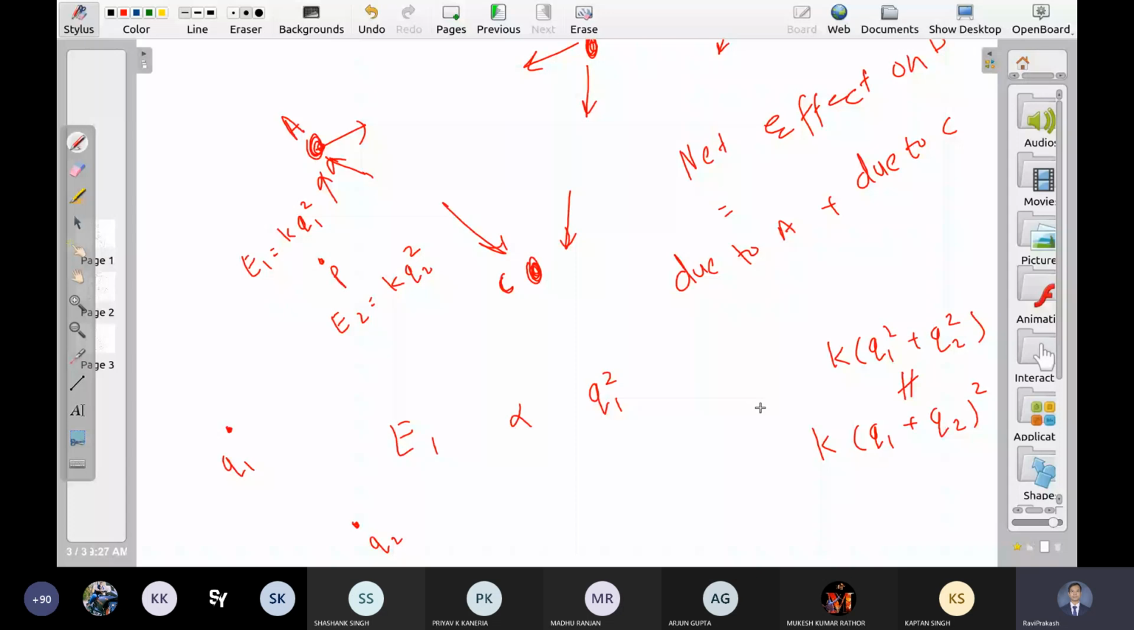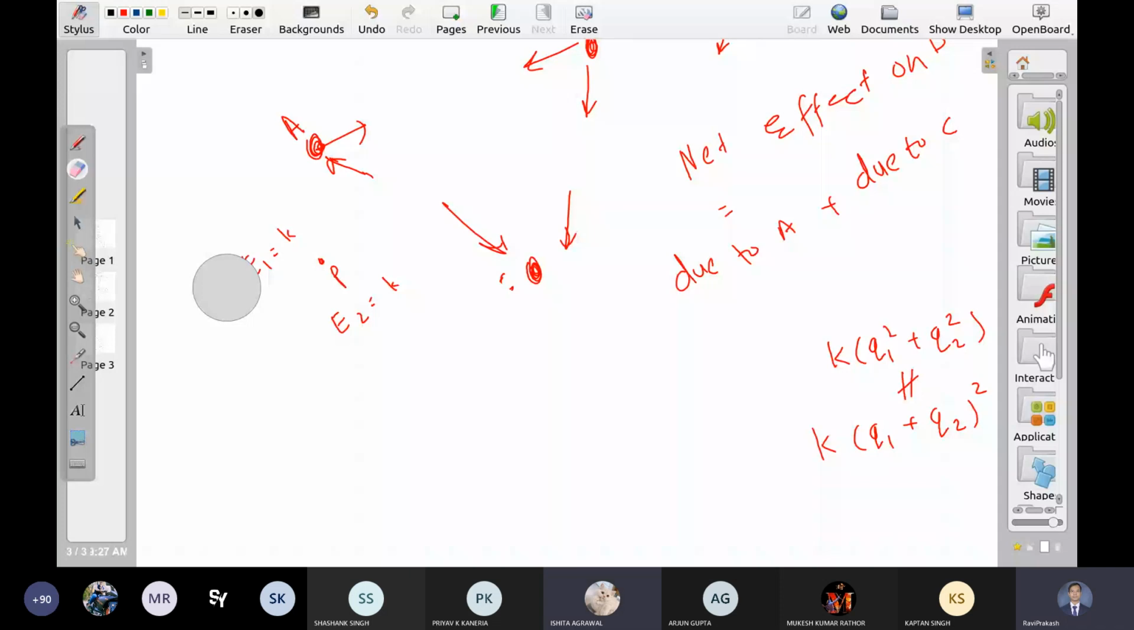There are many physical quantities which do not follow the superposition principle. Sir, could you please explain this again, how does it not follow superposition if it is proportional to q square?